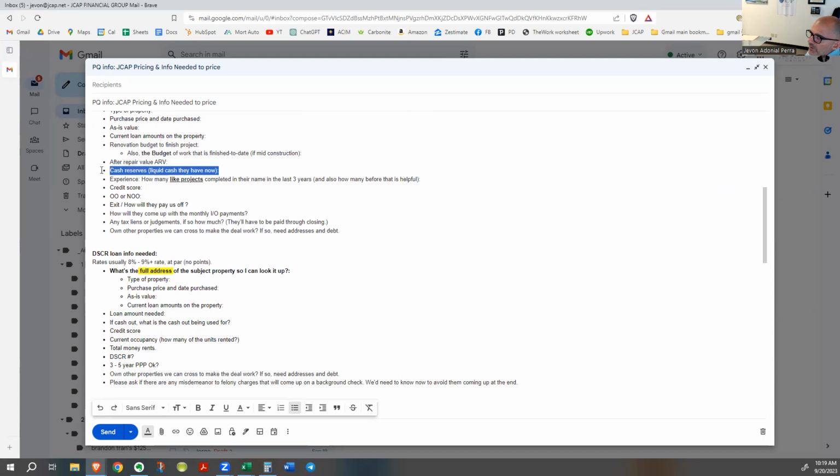What's the cash reserves? I want to know that they have reserves in case things go bad, and they have working capital. That's why I ask them, how much cash do you have? Experience, how many like projects completed in their name in the last 3 years?